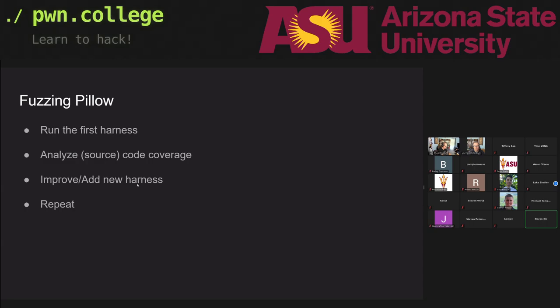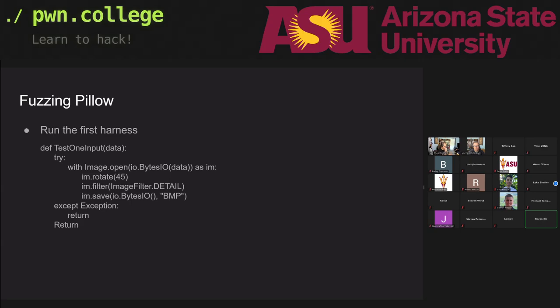So we'll take a look at our first harness, which is really simple. Basically, it takes in some data and an image format, and then it would open it, rotate the image 45 degrees, apply some filters, and then save it. And that was it. And then we would call Atheris.Fuzz, and it would start fuzzing. And then next we'll talk about how we analyzed code coverage.